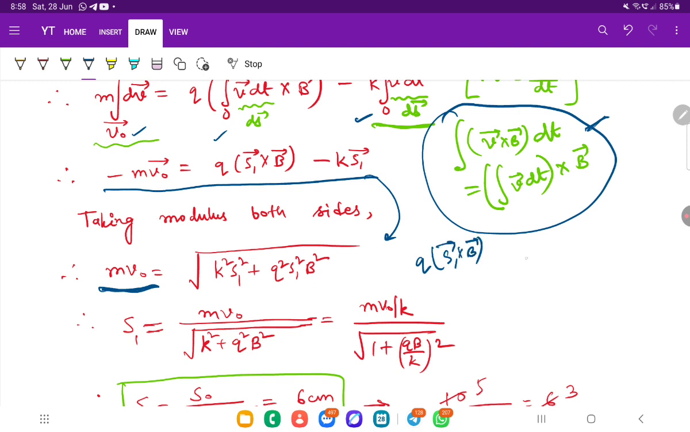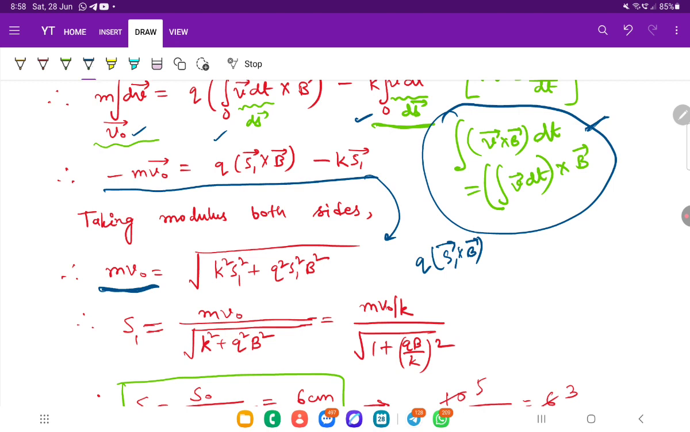If the motion is happening in the plane of this screen, S1 will obviously be in the plane of the screen and B is perpendicular to the plane. So what will be the direction of B cross S1? It will obviously be perpendicular to both B and S1. Let's say this is the direction of B cross S1 or S1 cross B. Obviously both are not the same. Let me be accurate.